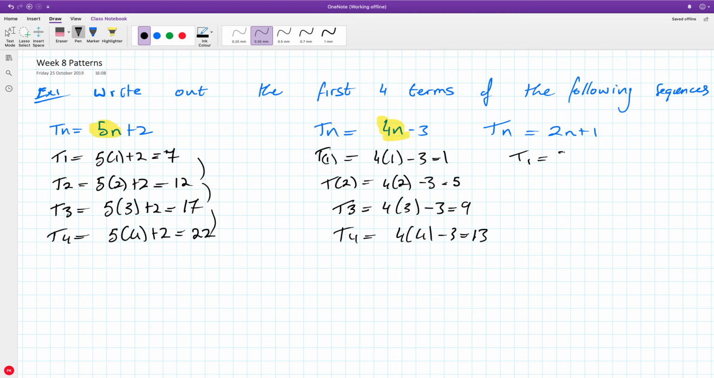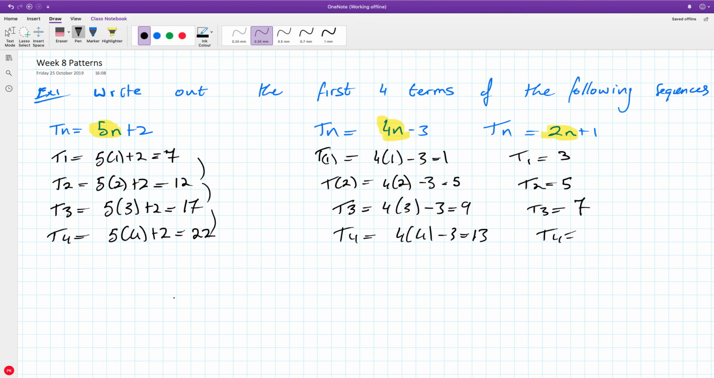Plus 1, which is? T2 is? T3 is? And T4, what's going up by each time? If we look up here, then it's 2n. Alright? That's going to tell you what it's going to go up by each time.